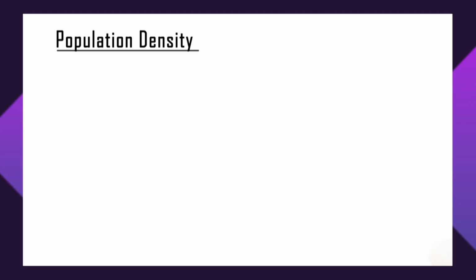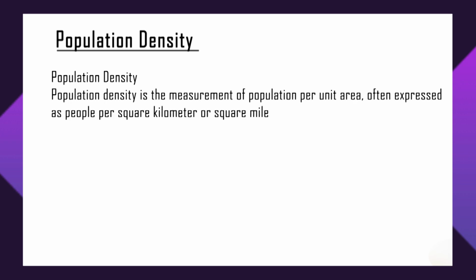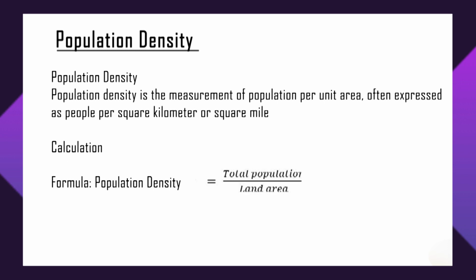Now, we will again talk in depth about the different population densities. I have already talked about population densities. It is a measurement of population per unit area, often expressed as people per square kilometer or per square mile. It is calculated by a very simple formula: the population size divided by the area that belongs to that particular population size.